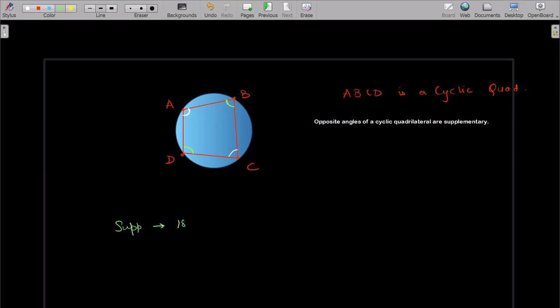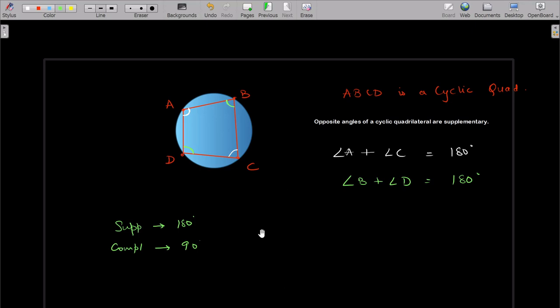Supplementary means when you add two angles they will add up to 180, and complementary means 90. So this means that here angle A plus angle C will be equal to 180 degrees, and angle B plus angle D will be equal to 180 degrees because they are the opposite angles.